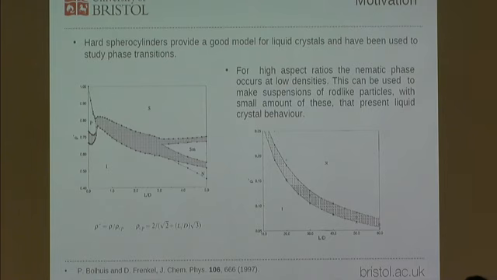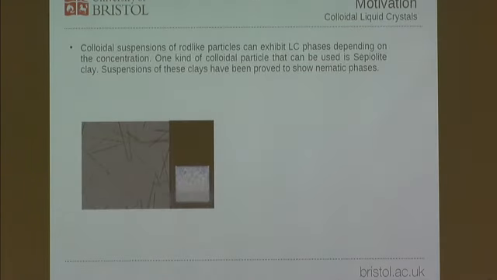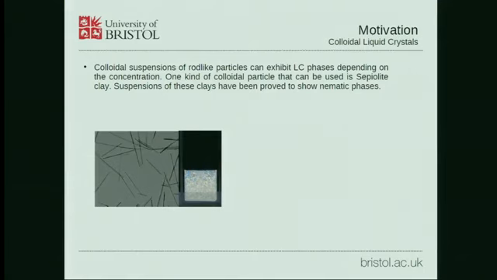Okay. So in our group, what we do is we work with colloidal liquid crystals. We put rod-like particles in a solvent and we stabilize these particles. The particles that we use are clay particles that have a rod-like shape. Here you see some TEM pictures of our particles. As you can see, they are really thin and really long. The aspect ratio of our particles is 30-40. It depends on the batch.